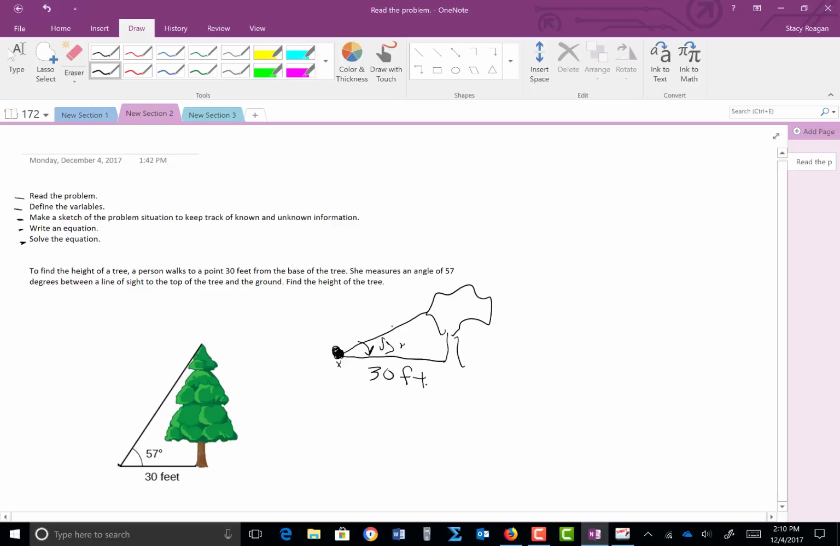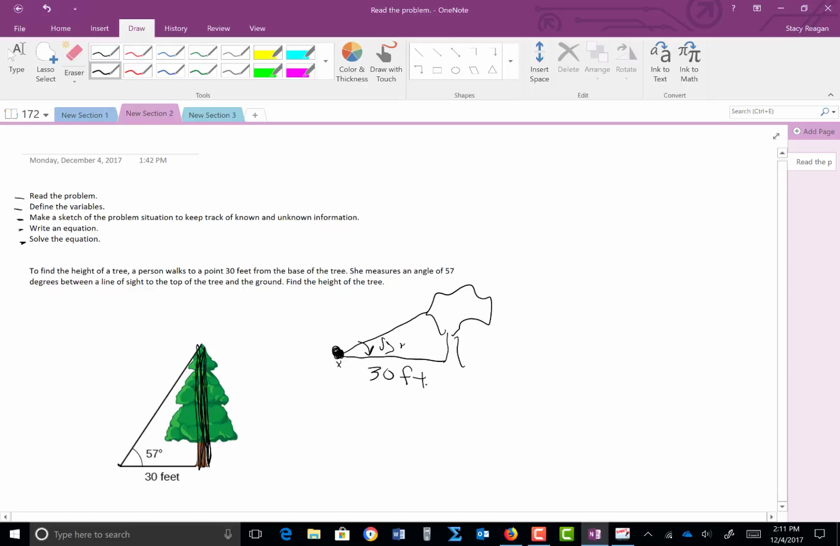It's between the top of the tree and the ground. So I'm looking at the top of the tree and I'm standing on the ground. That's how the wording's going to look. And it says find the height of the tree. So in the picture that you see here, you've got this height of this whole tree here.